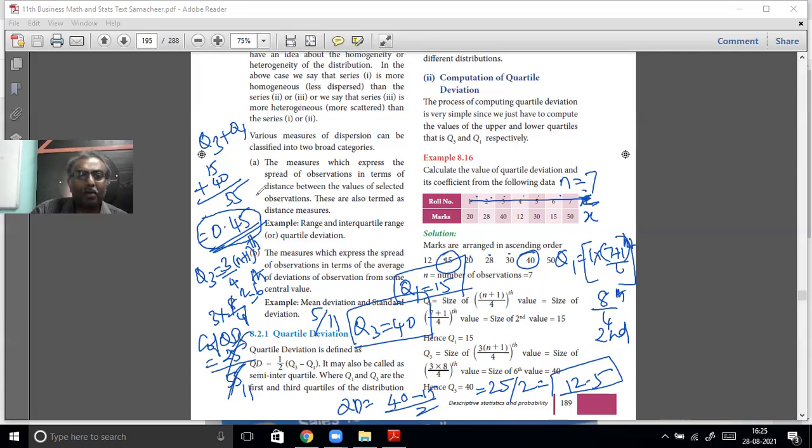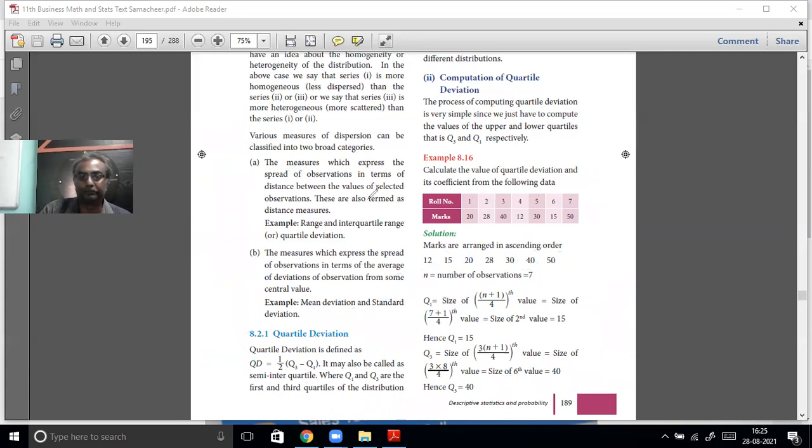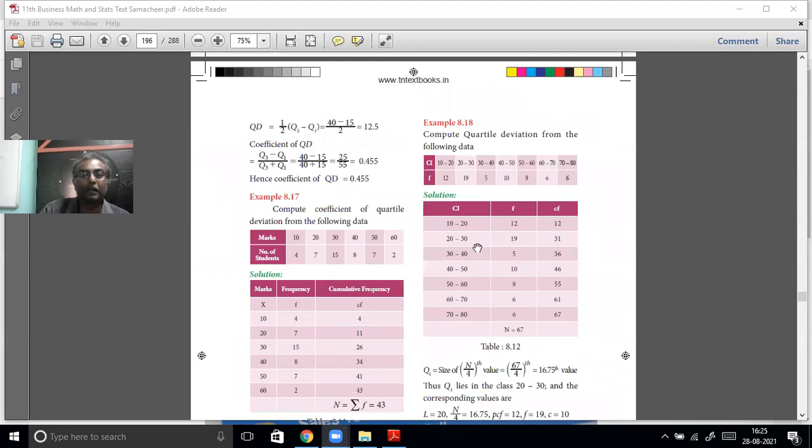What is the meaning of the coefficient of QD? The meaning is how closely packed they are. The smaller the value, the more closely packed. The higher the value, the more the scattering. Okay. 0.455, no big deal.